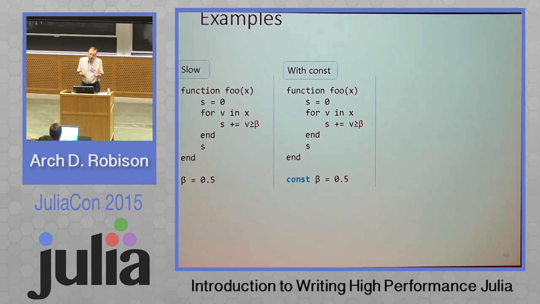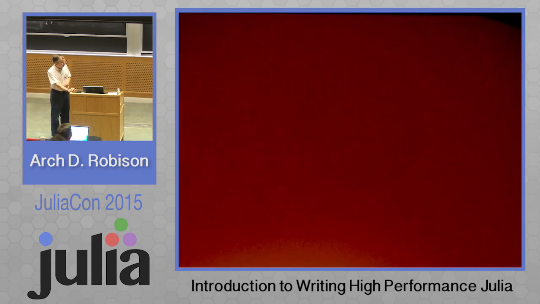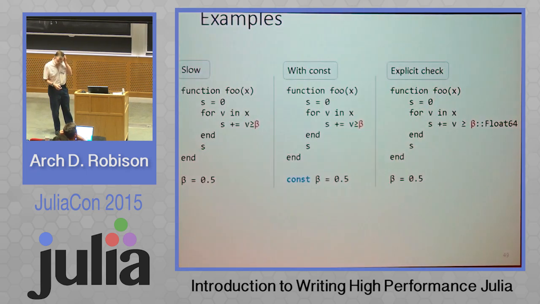Then what I can do, if I know beta doesn't change for the run of the program, is prefix it with const, and then the compiler knows that beta is of that type. So here it knows it's a 64-bit float. Or I can drop a hint and tell the compiler, every time I load beta there on the right, I put a type assertion after it. That inserts a runtime check on each load that it's a Float64. So I'm going to pay for the runtime check, but after that, the compiler can infer that, if the check succeeded, the type was a 64-bit float.